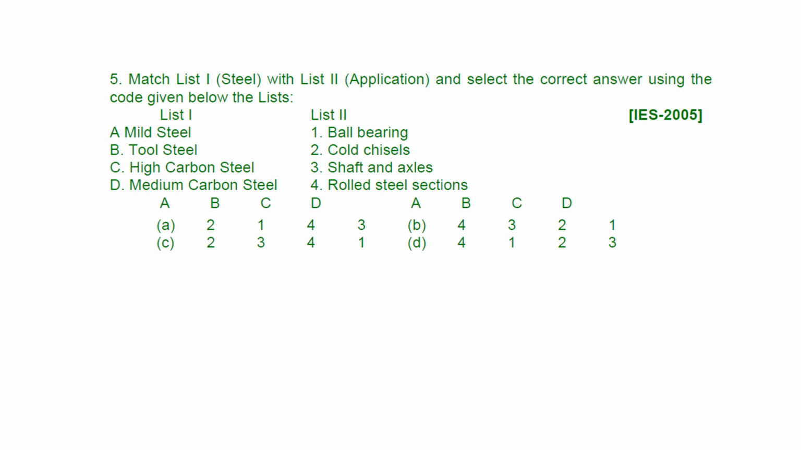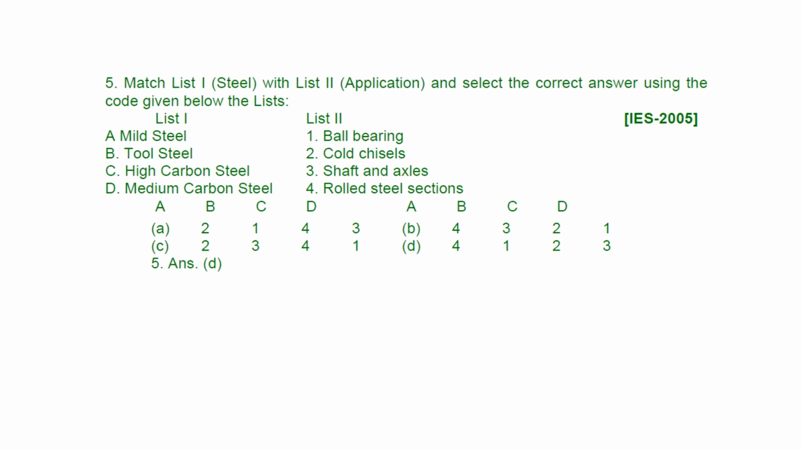Next question, again a match the list kind. Mild steel, tool steel, high carbon steel, medium carbon steel; ball bearing, cold chisels, shaft and axle, rolled steel section. Okay, so match. Mild steel is for rolled steel section, tool steel for ball bearing, high carbon steel for cold chisel, and medium carbon steel is for shaft and axle. So its answer is D.